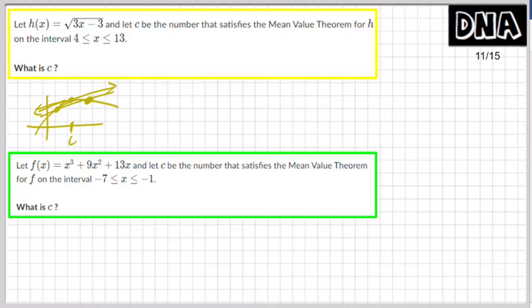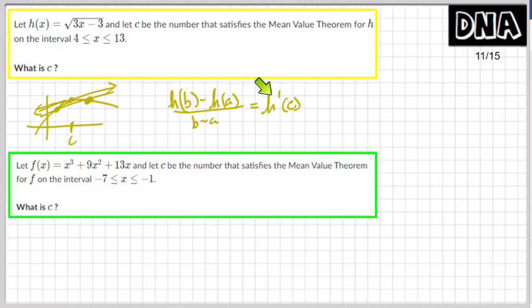All right, all that to say, this is what you do. You go H of B minus H of A all over B minus A. And then you go H prime of C. And C is what we're looking for. So you guys know what B and A are, right? Yes, I hope. You guys know what B is? Yes. 13. B is 13. A is 4. Okay, so these are the end points on your interval.